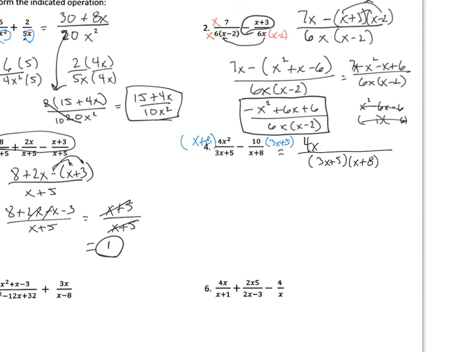So we have 4x squared times x plus 8. And then we have -10 times 3x plus 5. So let's distribute that numerator. We get 4x to the third plus 32x squared minus, don't forget that minus, 30x minus 50.